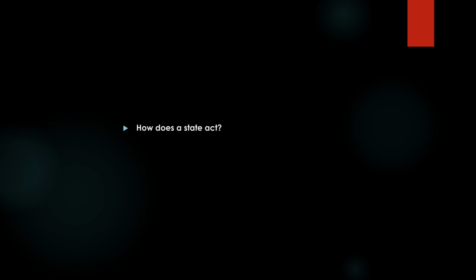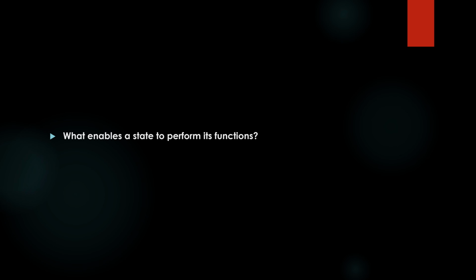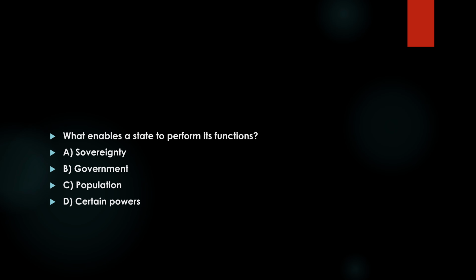How does a state act? Through customs and traditions, through law, through social norms, through economic policies, through law. What enables a state to perform its functions? Sovereignty, government, population, certain powers. Answer D. Certain powers.